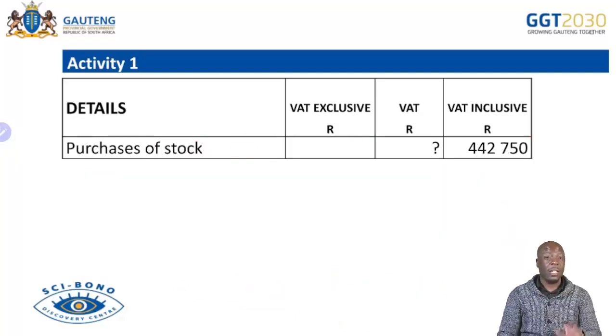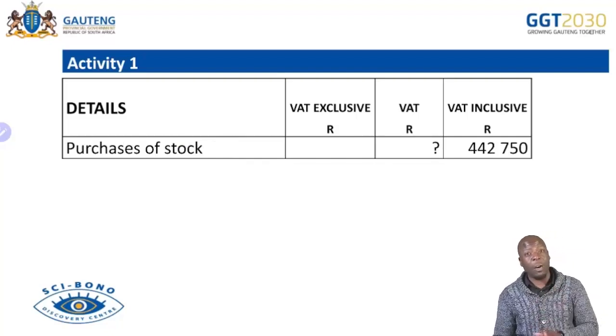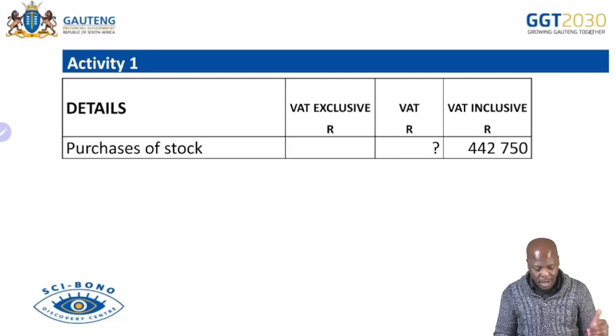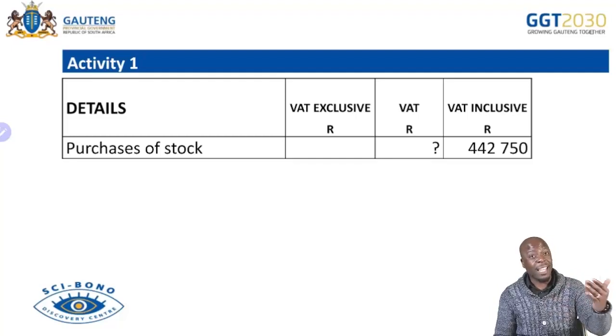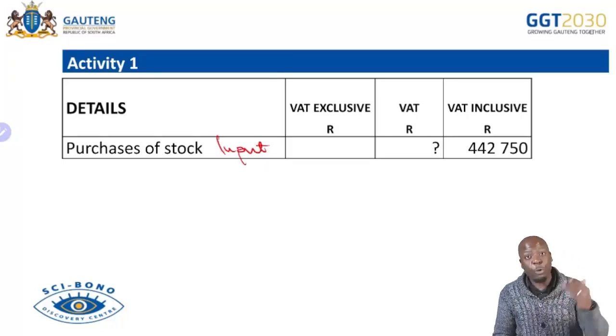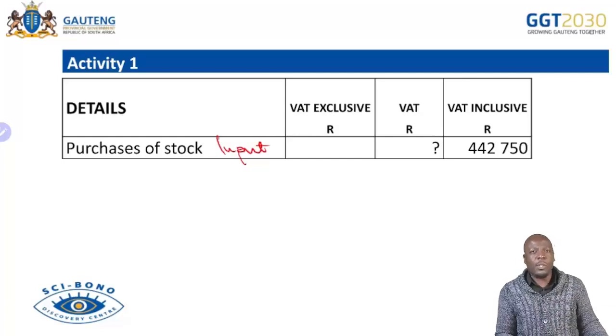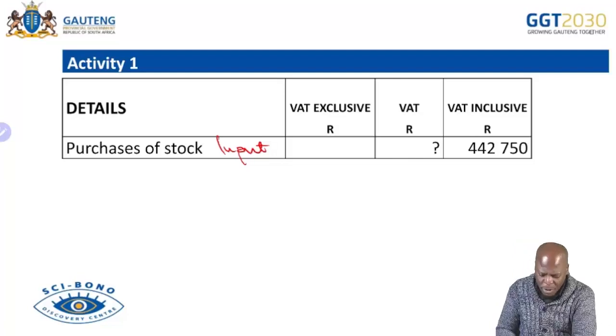Purchase of stock. I'm going to give you half a second. I want you to determine now: is it input or output? Purchase of stock. Purchase. You can see my gestures already. Goods are coming in. So purchase of stock, here we're talking input VAT. This is input VAT. Goods are coming in. All right, so we have that problem solved already: when it's purchase of stock, we're talking about input VAT.